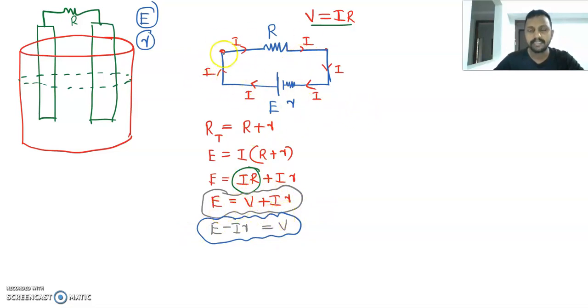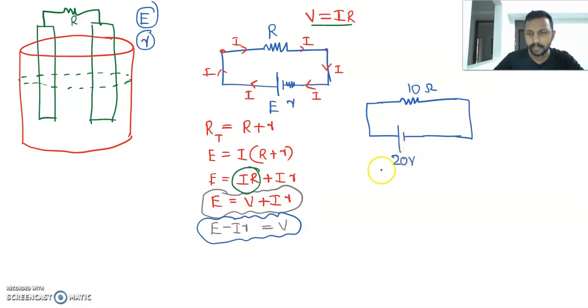Let's understand this situation with the help of a normal circuit diagram and a problem. Let's have a resistor, say it is of 10 ohm. It is connected to a battery which has an internal resistance. The EMF of this battery is 20 volt and the internal resistance, let's say, is 0.1 ohm.